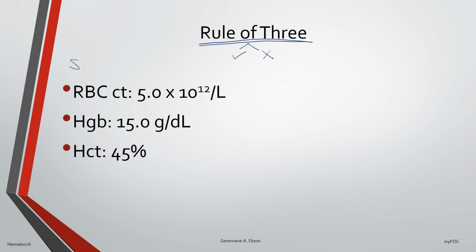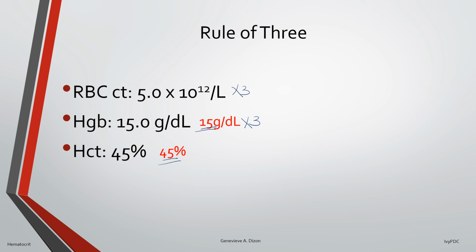So this is, for example, one specimen. This is sample 1, and it was processed through a manual method. The results are an RBC count of 5, a hemoglobin of 15, and a hematocrit of 45. Now, to double check if these results are acceptable or not, we can use the rule of 3. If we multiply the red blood cell count of 5 by 3, we get the hemoglobin value, which is 15 grams per deciliter. And if we multiply this again by 3, we should get the hematocrit value of 45.